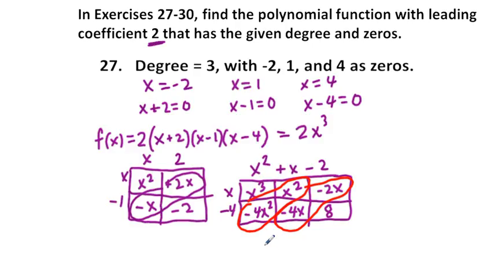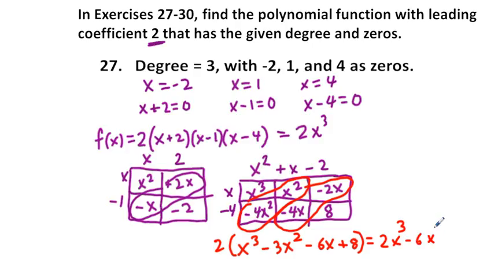So we have x to the third power, and negative 4x squared plus x squared will be minus 3x squared, and negative 4x minus 2x is minus 6x, and we're going to have plus 8. And we're going to multiply everything by 2 to get our leading coefficient of 2. So we're going to get 2x cubed minus 6x squared. Let's see, 2 times negative 6 will be minus 12x, and then 2 times 8 will be plus 16.